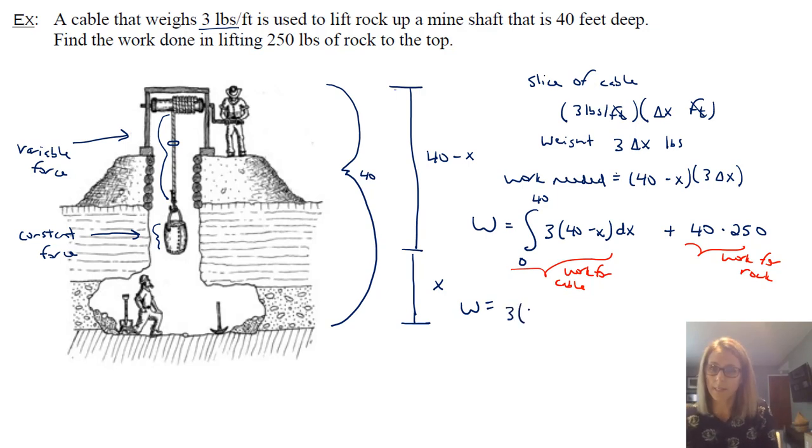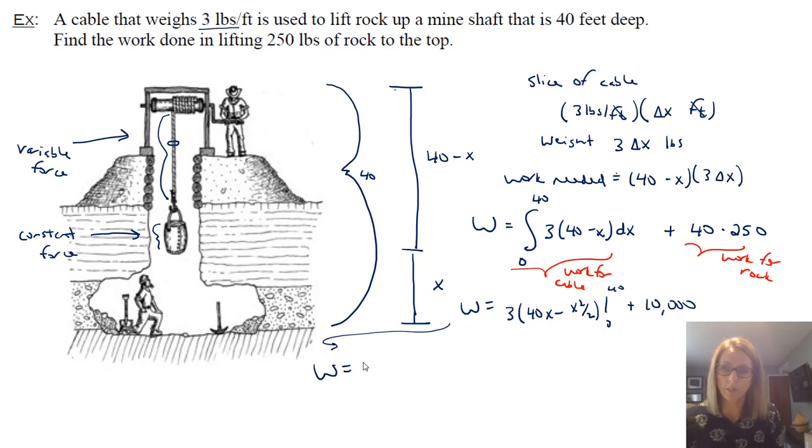The integral of 40 minus x dx is 40x minus x squared over 2. That's being integrated from 0 to 40. And then this extra piece that we have on, it's just a multiplication, and we get 10,000. Then I'm going to move it just a little bit over here just for the video. So now we'll just evaluate.